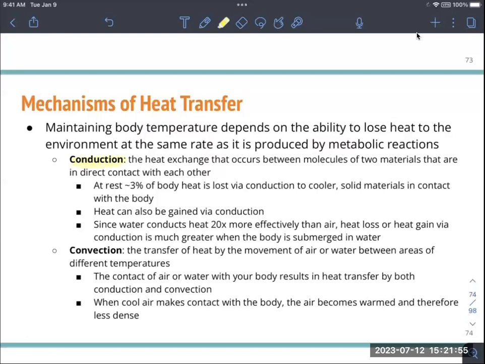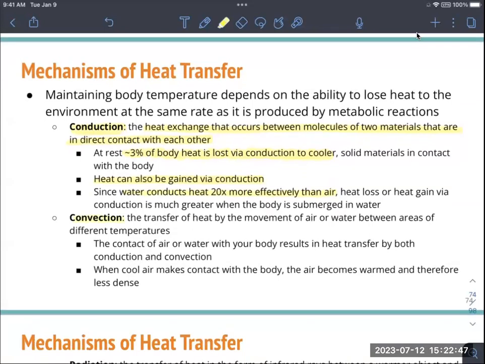Conduction is the heat exchange that occurs between molecules of two materials that are in direct contact with each other. When we're at rest, about 3% of your body heat is lost in conduction to cooler material. If you're resting your hand on a table or a desk, it's probably cooler than your body temperature, so some of the heat from your body is transferring over to that inanimate object. We can also gain heat this way. If you're outside on a hot blacktop, heat gets absorbed into your system. Water conducts heat a lot more effectively than air does.